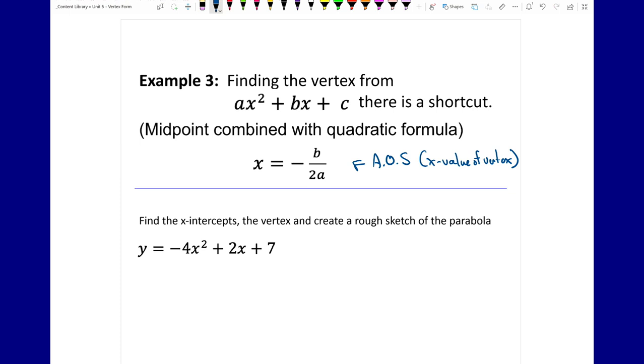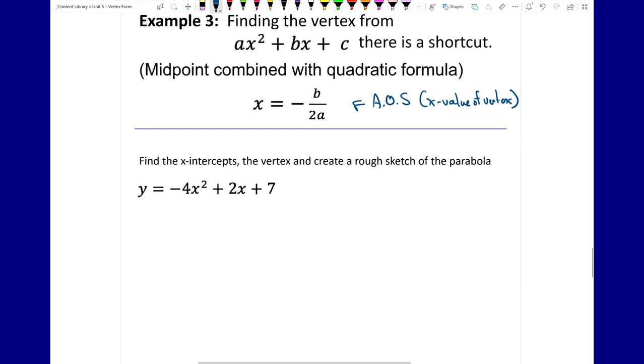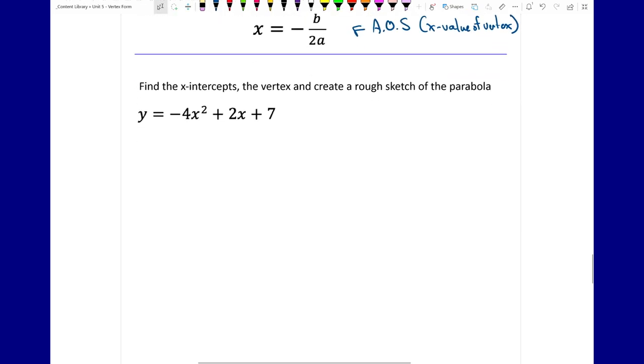So what we're going to do next, we want to find the x-intercepts, the vertex, and create a rough sketch of this parabola, which is negative 4x squared plus 2x plus 7. So I'm going to write down my a, my b, and my c, because if I want to find my x-intercepts or my roots, I'm going to need to use the quadratic formula. I could try to factor, but again, because in this lesson we're talking about the quadratic formula, we want to practice that a bit more.